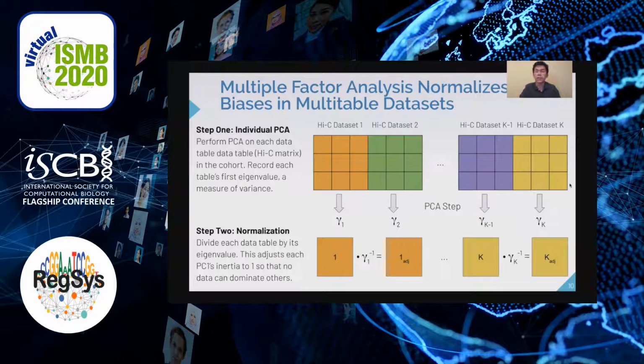Our solution to this is a variant of PCA called multiple factor analysis, which normalizes for biases within multi-table datasets. So in multiple factor analysis, say we have k different HiC datasets, illustrated right here. The first step is to perform an individual PCA on each of these datasets. From that, we record the first eigenvalue, which can be thought of as a measure of a particular dataset's variance. We then normalize each data table by dividing it by its first eigenvalue, which will adjust the first principal component's length of each dataset to 1. And this essentially makes it so that no dataset can dominate any others.